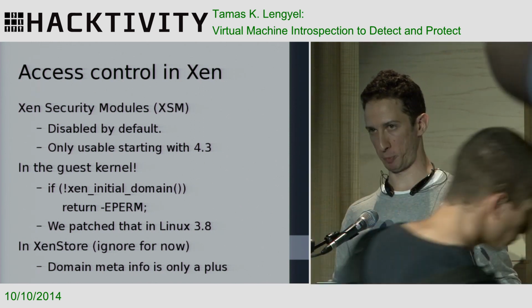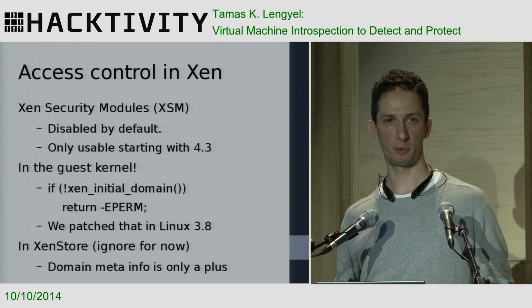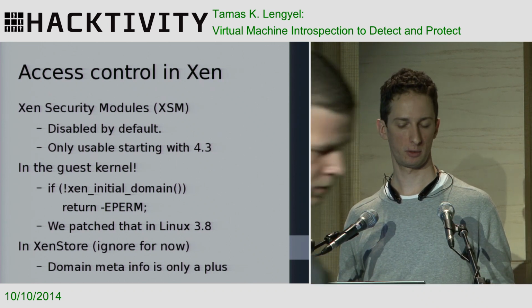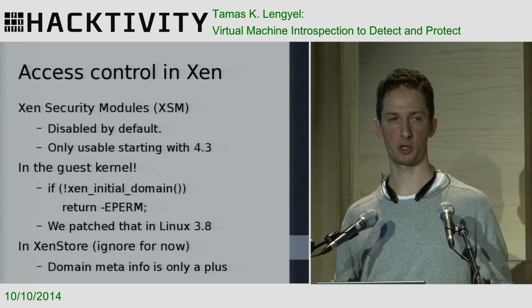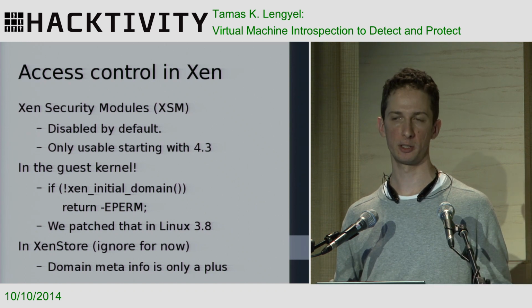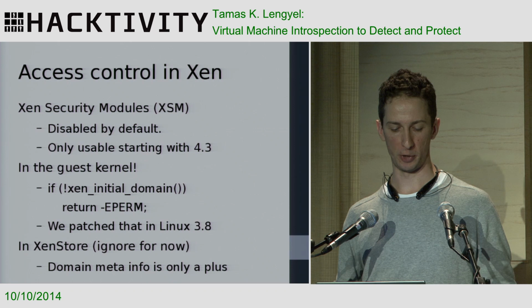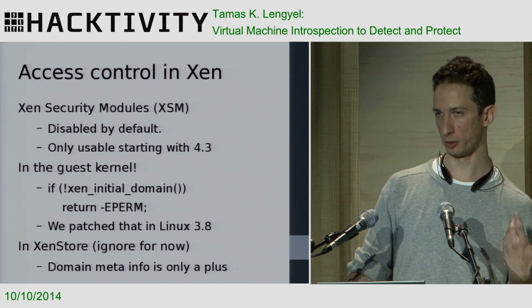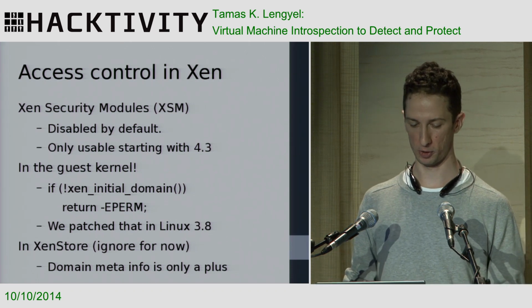So that was the very first patch that came out from our project. We patched that in Linux 3.8. So starting from Linux 3.8, you can actually have secondary control domains running on Xen with custom permissions to control other domains on the system.